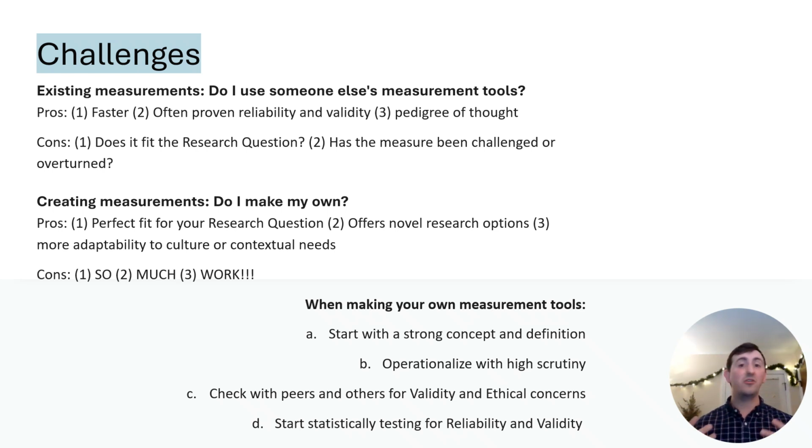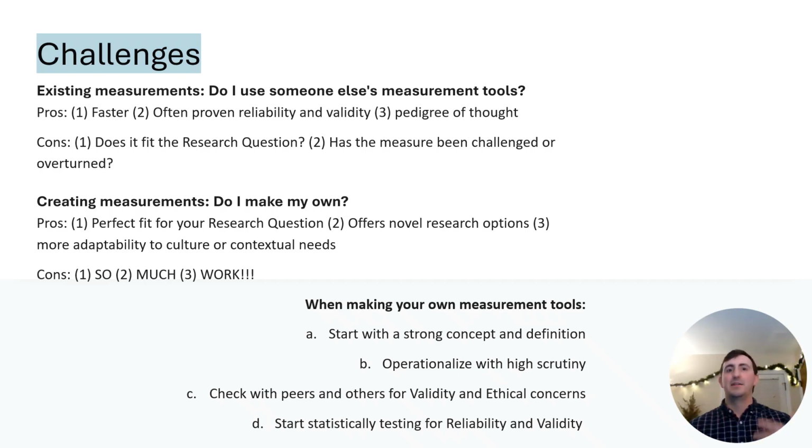Another challenge, another question to ask when it comes to doing your research, is: do I use someone else's survey or do I make my own survey? Do I use someone else's measurement tool or do I make my own measurement tool? And there are pros and cons to both of these approaches, right? So let's start at the top. What are the pros and cons of using someone else's measurement tools?